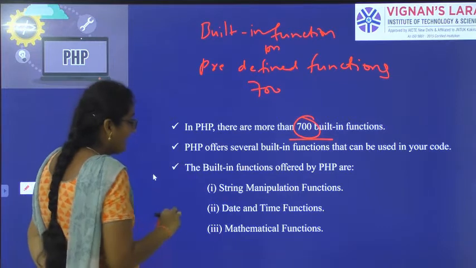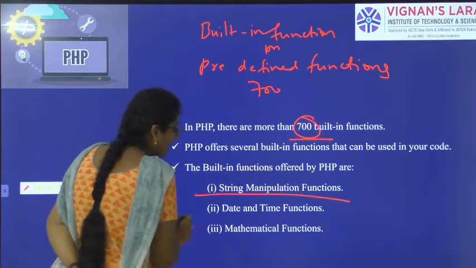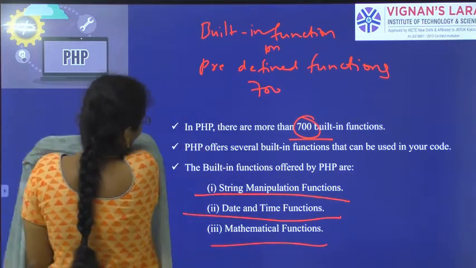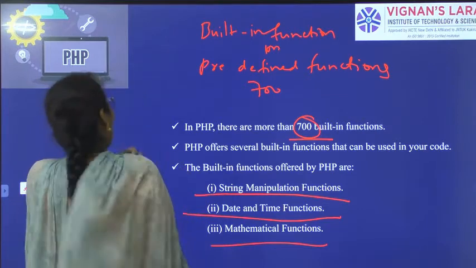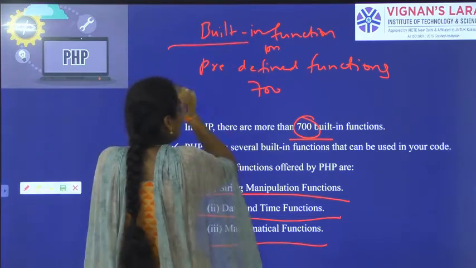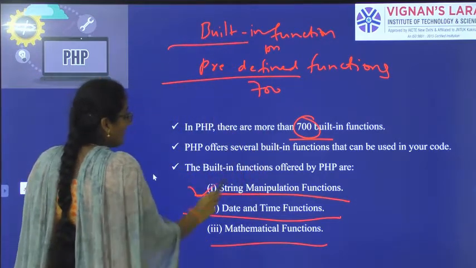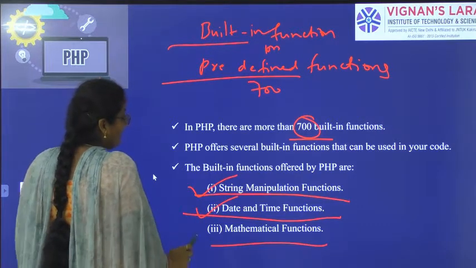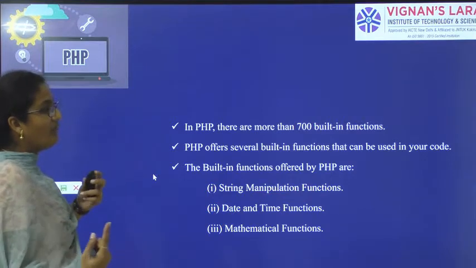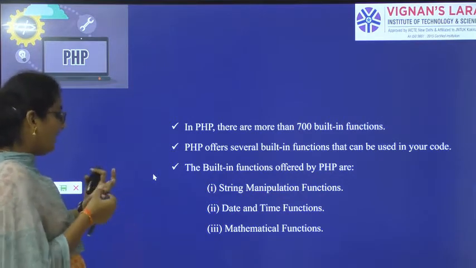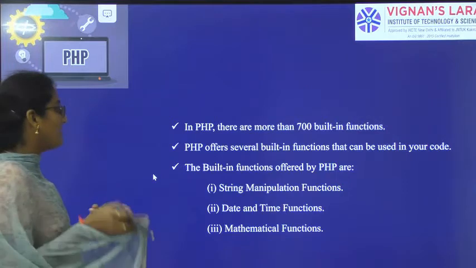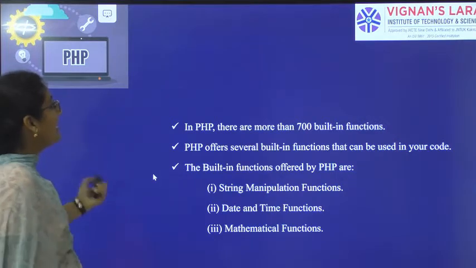Built-in functions are again divided into string manipulation functions, date and time functions, and mathematical functions. So in PHP there are more than 700 built-in functions, and PHP offers all of these for you to use in your code. Let us see them one by one.